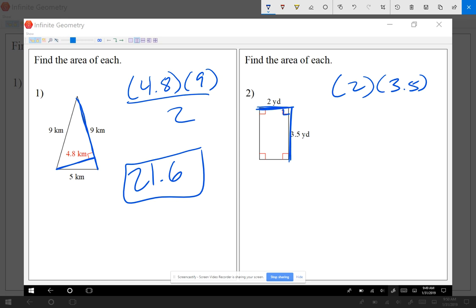Question number 2, I want the whole rectangle. So I'm just going to go 2 times 3.5, and that gives me 7. And that's it. Any questions on these two? No?